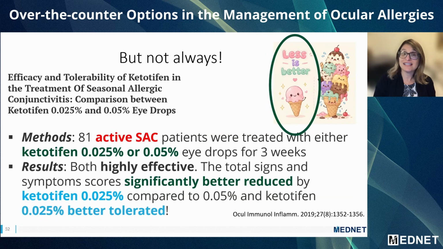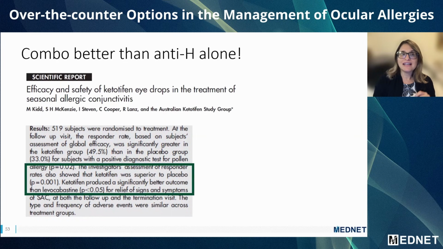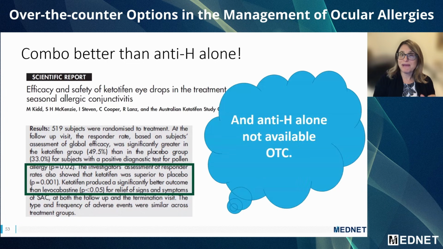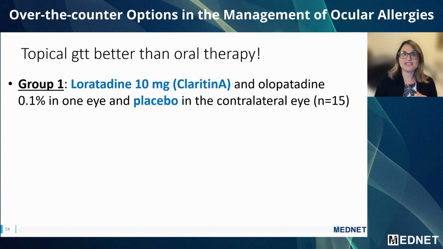Okay, so in this case, less is better. Some studies have looked at combo treatment, so a combination mast cell stabilizer versus an antihistamine, and the combination did better. And it's the combinations that are available over the counter. So really in practice, clinically, I always recommend a combination. Studies have looked at topical therapy versus oral therapy for allergic conjunctivitis, and topical therapy wins.